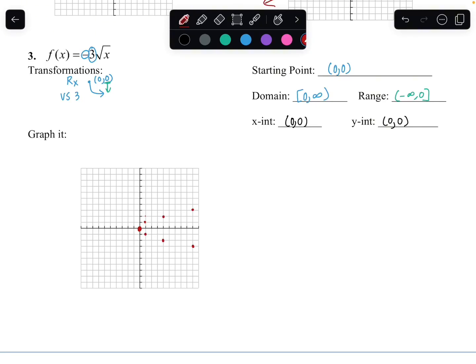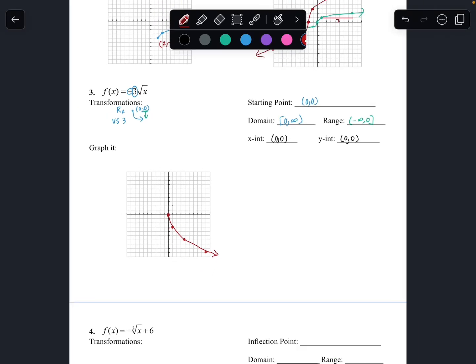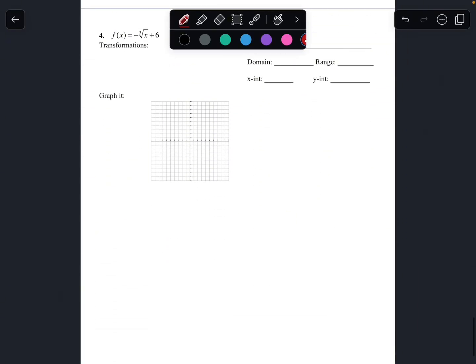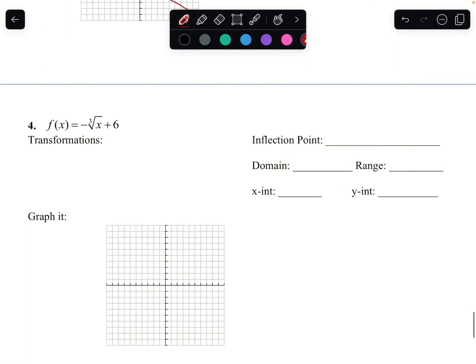And then to do the vertical stretch by 3, our y distances, instead of being 1 each time, are going to be 3. So I'm going to get rid of these points. So we're going to go down 3 over 1, down 3 over 3, down 3 over 5. Right? And then this last one is cube root.